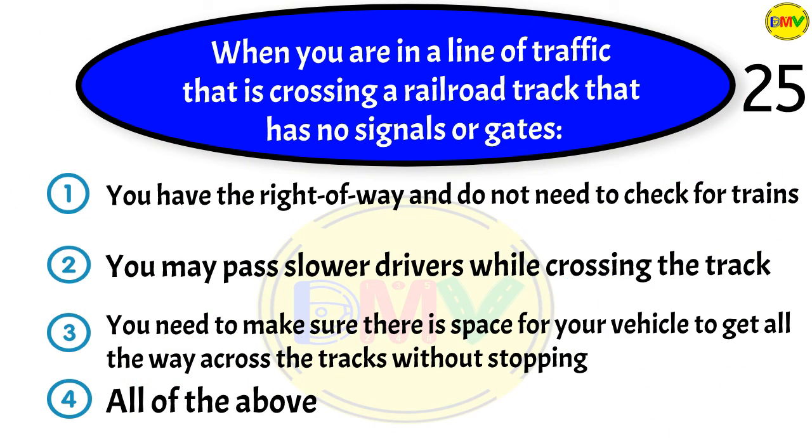Question 25. When you are in a line of traffic that is crossing a railroad track that has no signals or gates: 1. You have the right of way and do not need to check for trains. 2. You may pass slower drivers while crossing the track. 3. You need to make sure there is space for your vehicle to get all the way across the tracks without stopping. 4. All of the above.